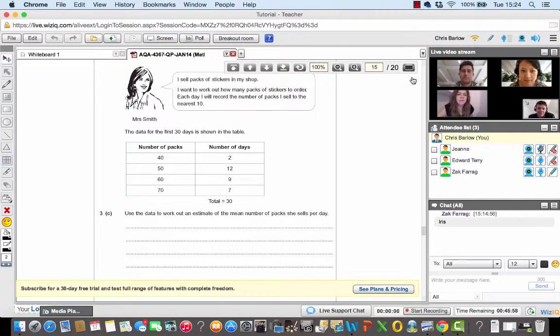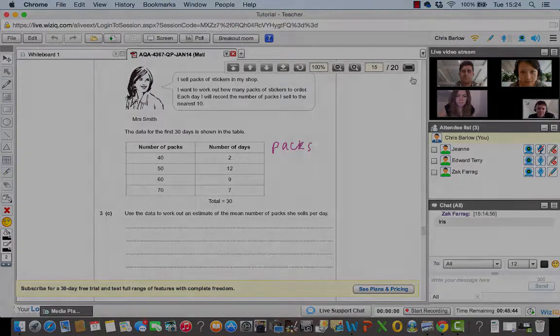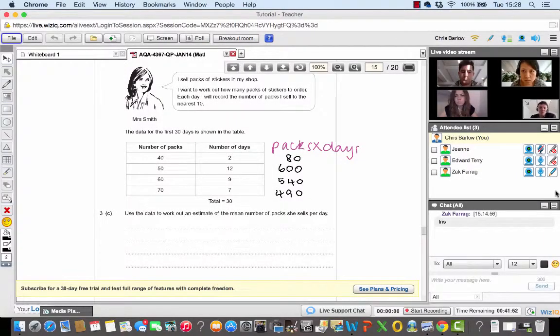Okay. So I think the first thing they did was basically times. I think theirs was scores and frequency together. So ours is number of packs and number of days. So if we write packs, and just make our own column. Iris, that's great. Thanks very much.